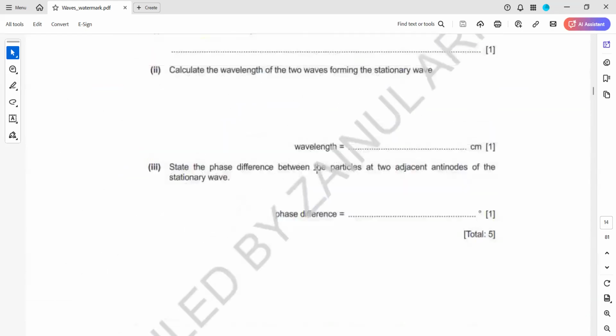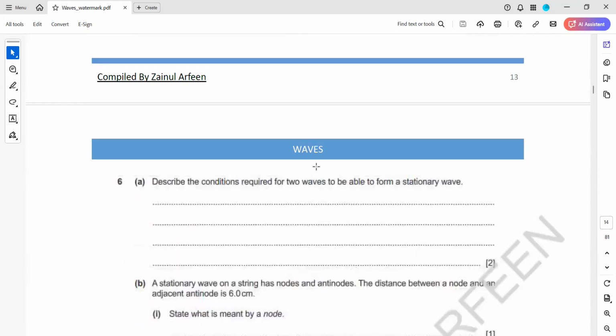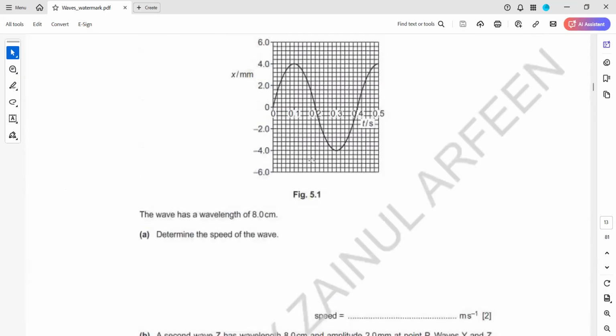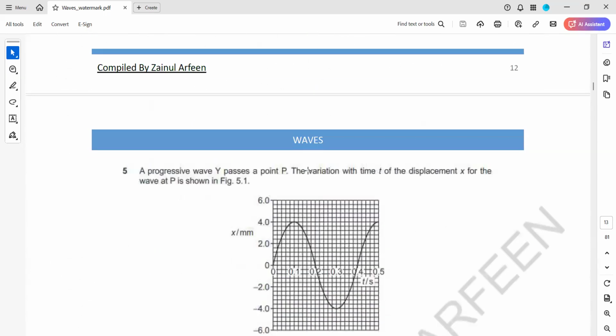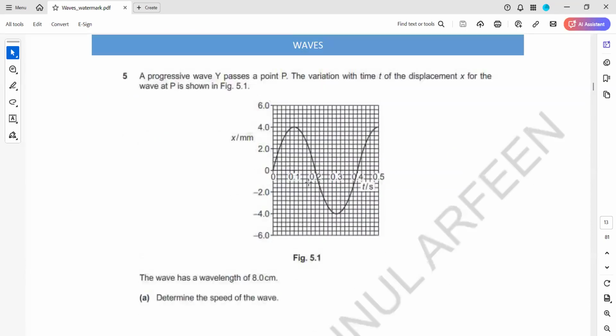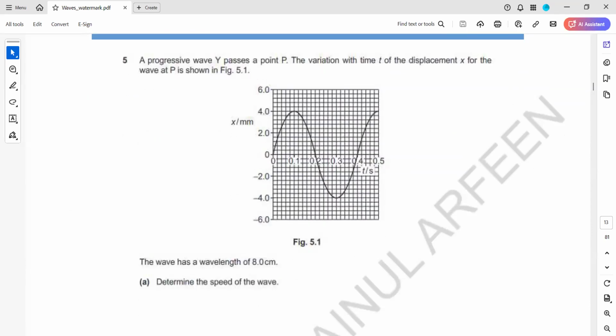The last we did was page 40. The last we did was page 12, page 30. A progressive wave y passes at a point P.